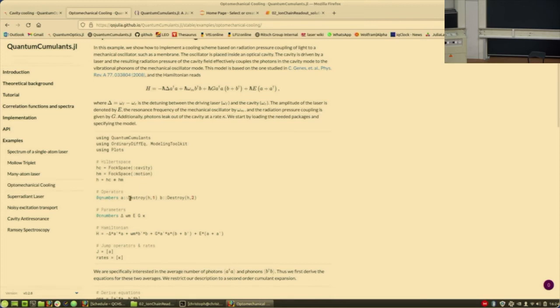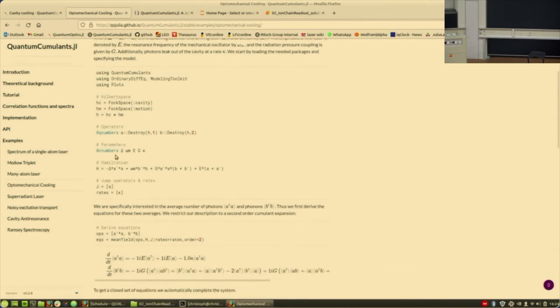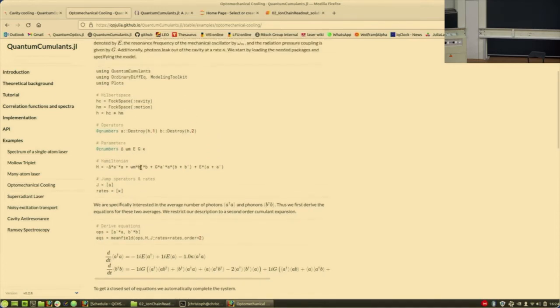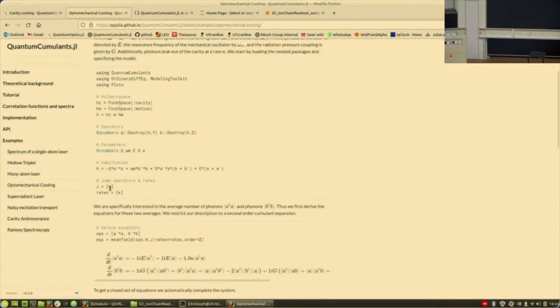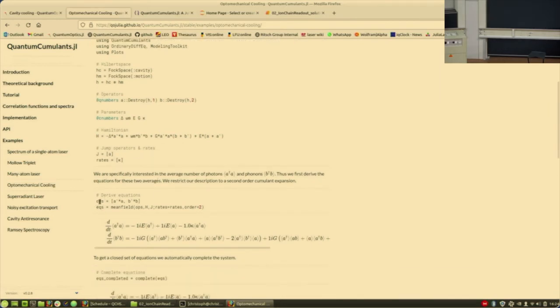The difference is you need to define Q numbers, which are basically symbolic expressions, then C numbers, which are basically just symbolic parameters. And with this, you can also implement the Hamiltonian and jump operators similar to QuantumOptics. And then you can just define a list of operators where you want the mean field equations from. And then QuantumCumulants derives them automatically for you by applying the commutation relations of, for example, the bosonic operators or the relations between transition operators.